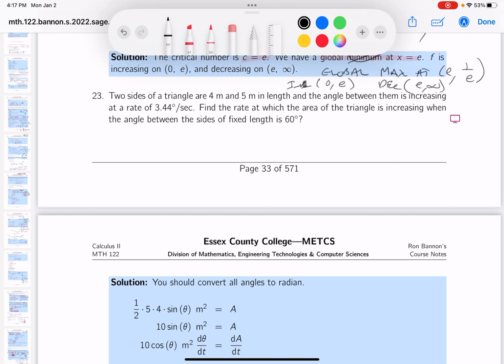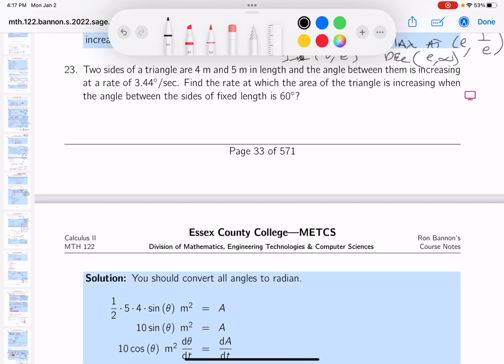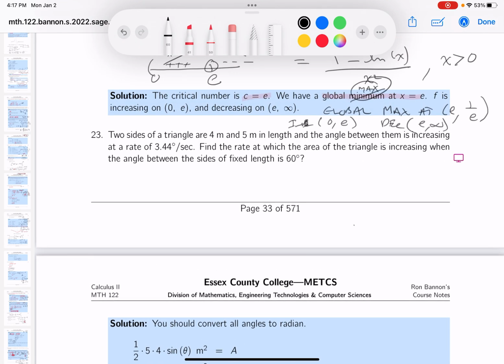Let's draw a picture. It says two sides of a triangle, 5 meters, 4 meters. So I can put the 5 meters here, and arbitrarily, I'm just going to say that there's a side over here that's 4 meters long. And it says the angle between them is increasing.